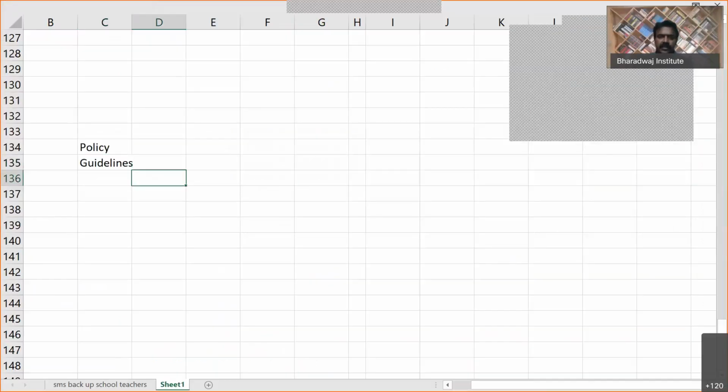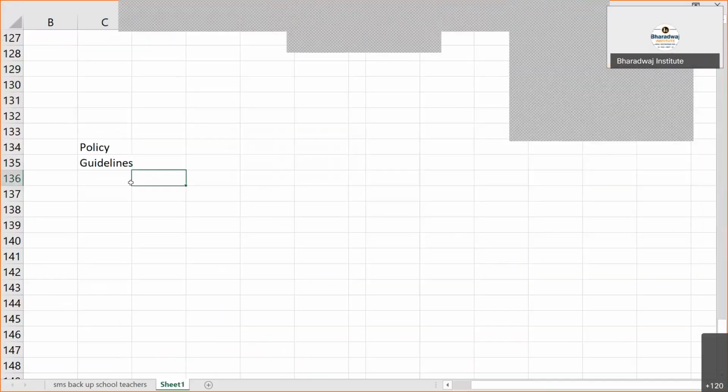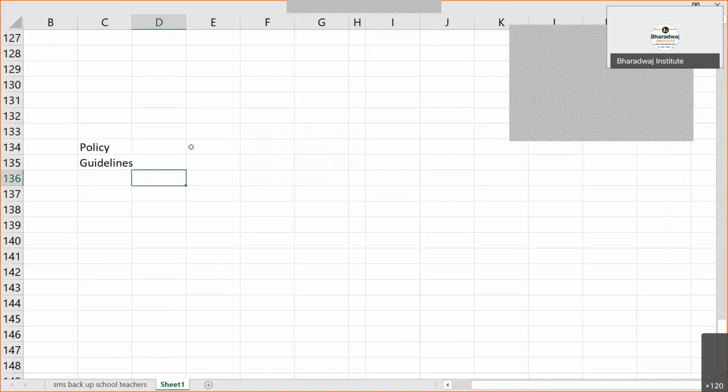The second aspect is, okay, when I switch on the video, the problem is because there is heavy rain here, the net connection is a little slow.